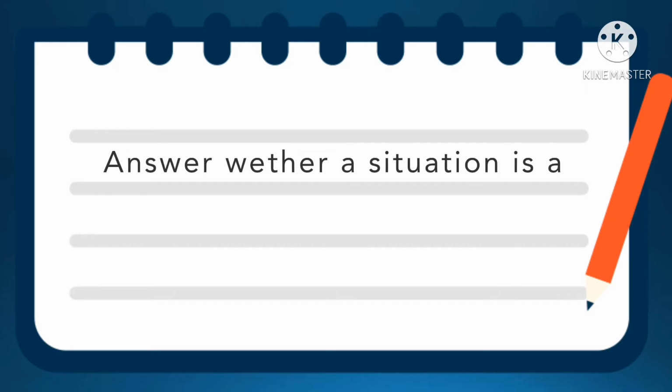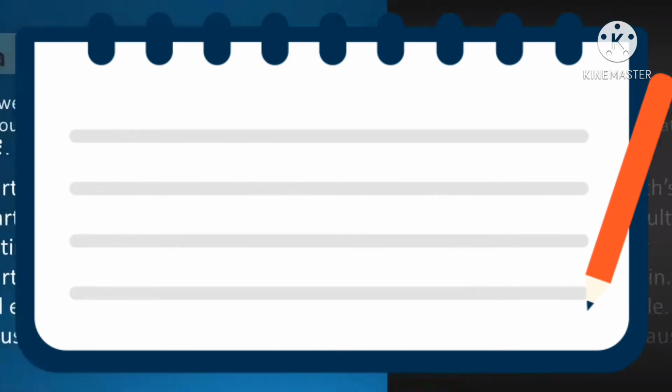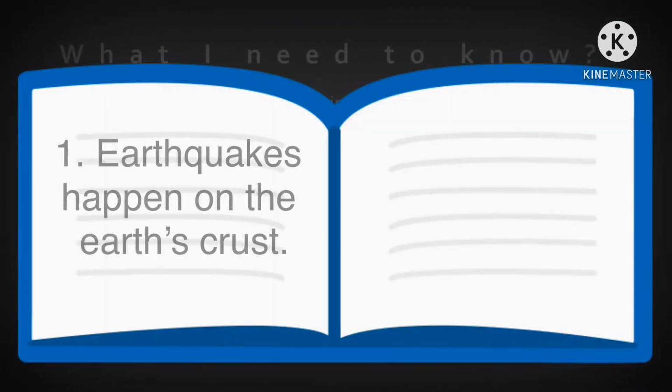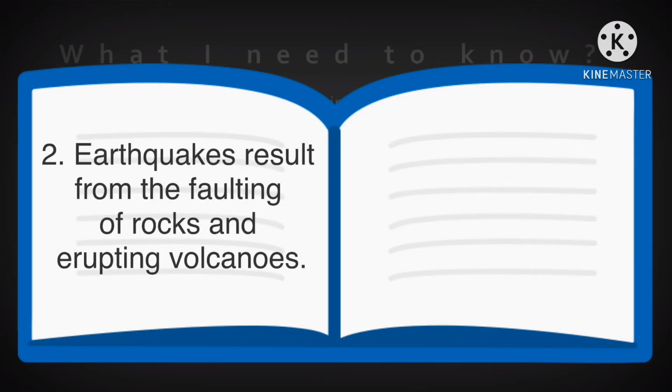Before we proceed to our main topic for this day, let us have a game. You are going to answer whether a situation is a fact or a bluff. Number 1. Earthquakes happen on the Earth's crust. Is it a fact or a bluff? You're correct! That is a fact. How about number 2? Earthquakes result from the faulting of rocks and erupting volcanoes. What is the answer? Yes, that is a fact.